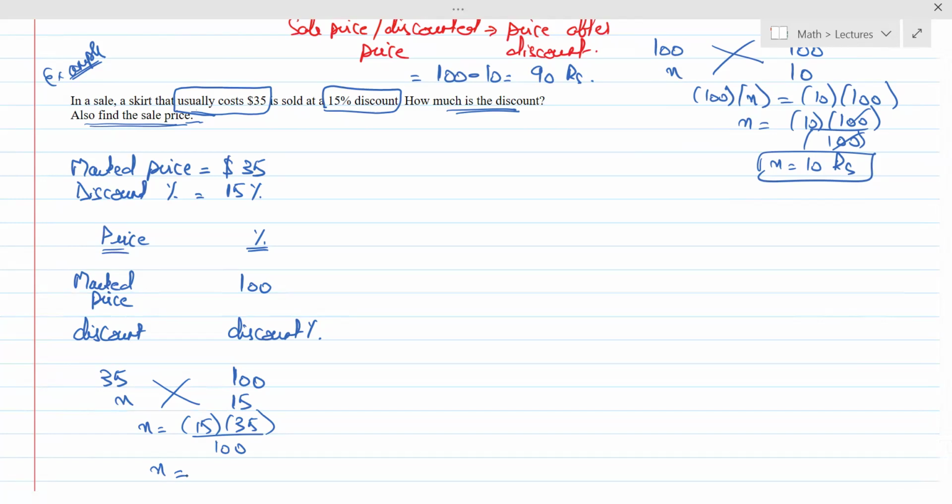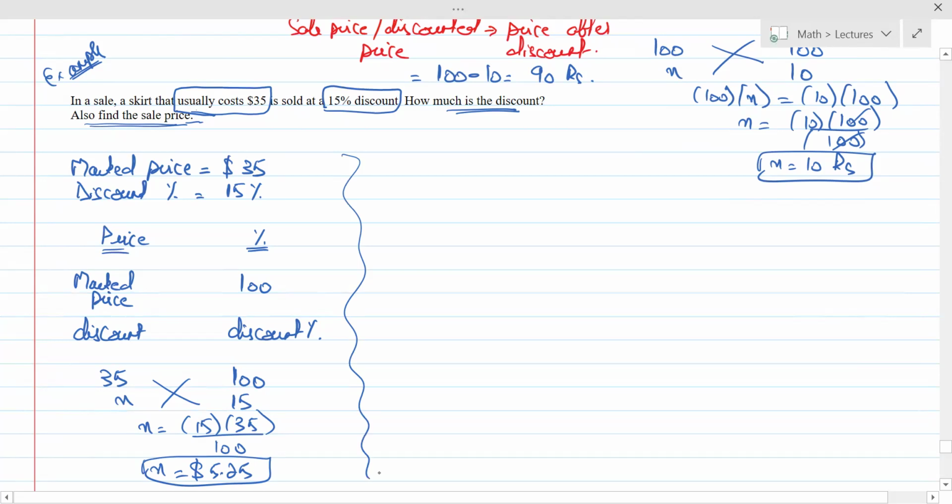This comes out to be 5.25. So we are having a discount of $5.25. Next it says we also have to find the sale price. Now, sale price is the price after discount. So for sale price, again, there are two approaches to find it. I'll explain both these approaches, how it works.